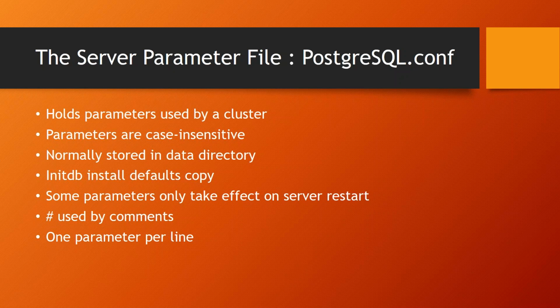Normally parameters are commented in the Postgresql.conf file, so you have to uncomment the line if you want to make changes, as well as there is only one parameter per line.